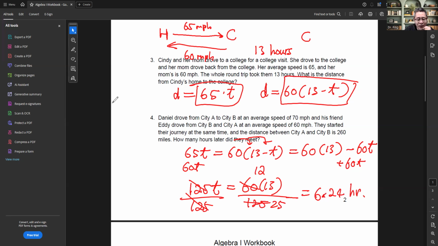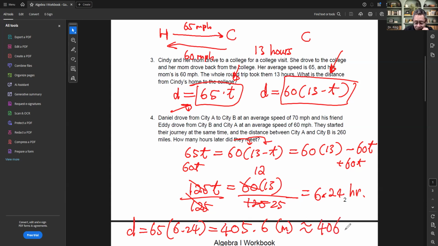And we just need to find the distance. That's where we're going back to here. Now you can go back to here, but this one is relatively easier. So our distance then is 65 times 6.24. And what we got there is 405.6 miles. Now, if you want to round it, we got 406 miles.